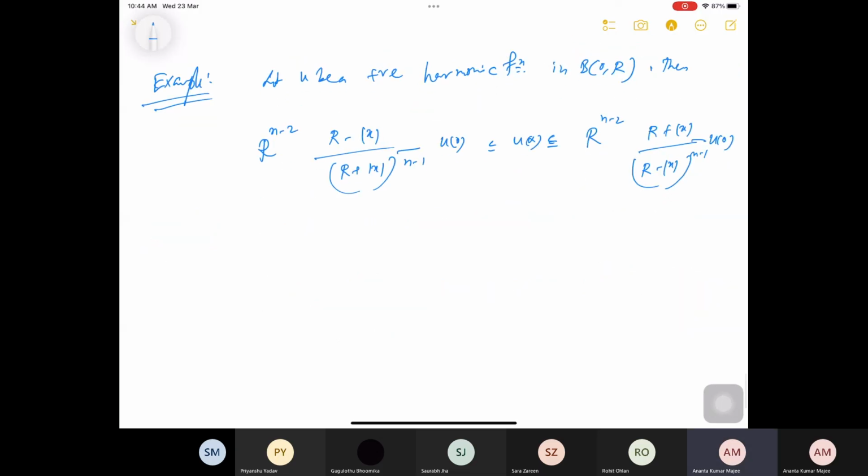Okay, how to prove it? This is really important. This is sometimes called Harnack's inequality.